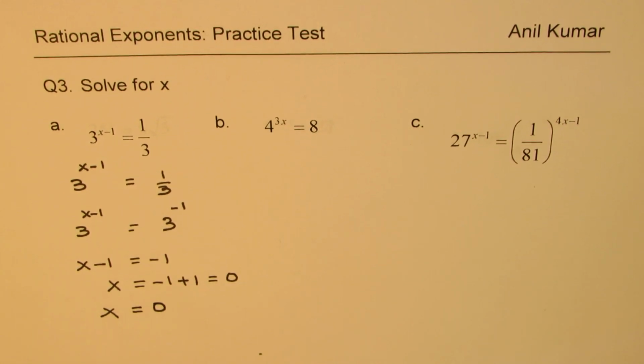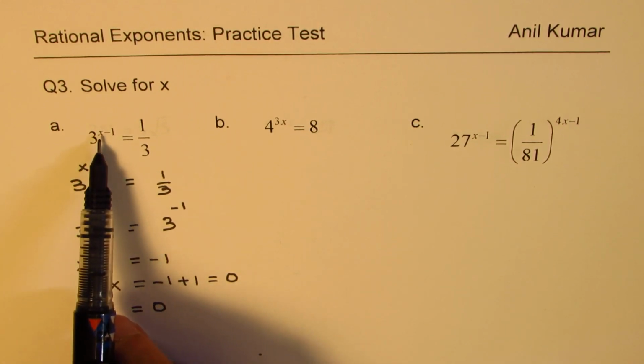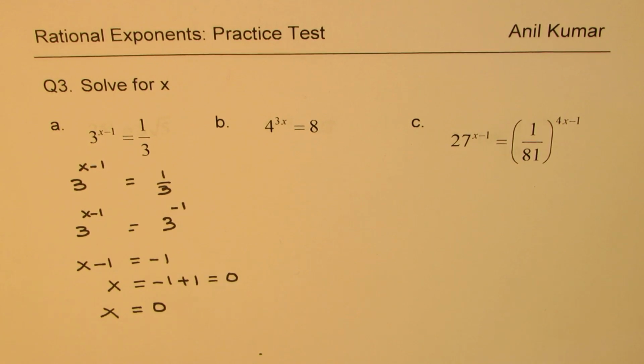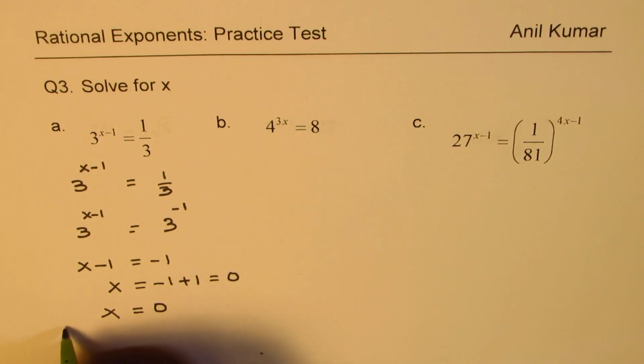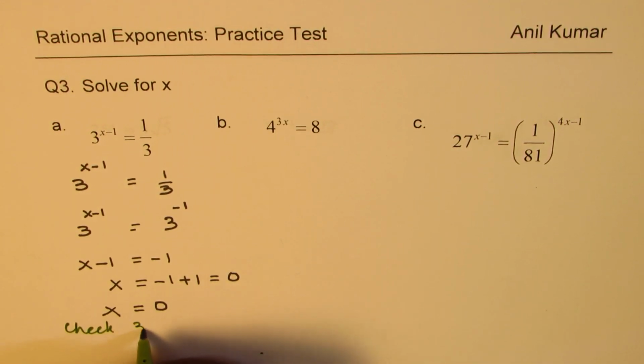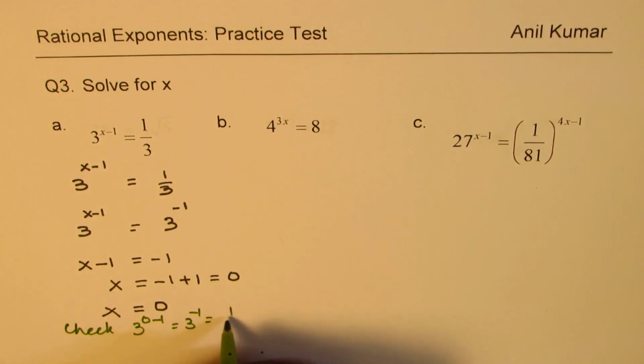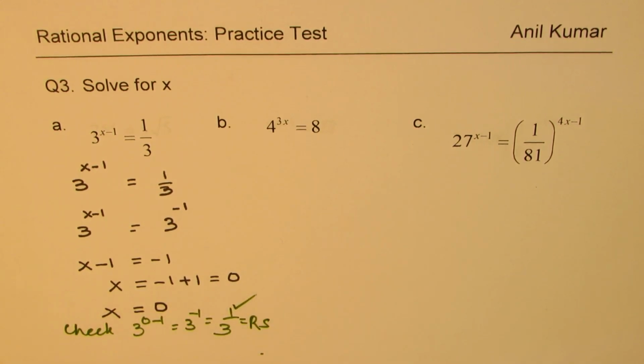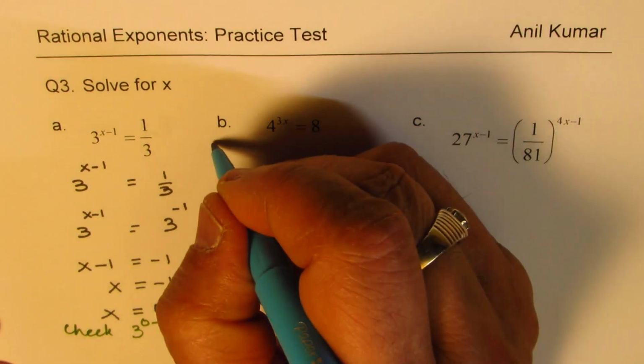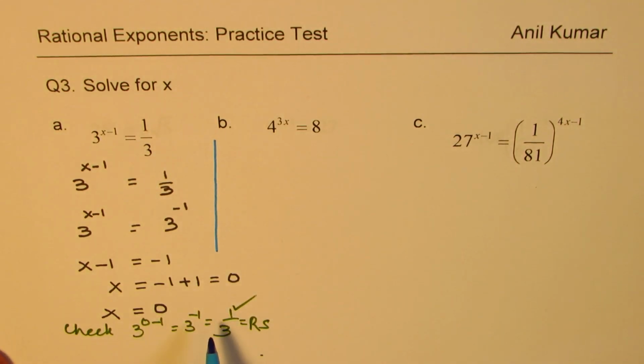You get the idea, right? So if I write x equals 0, what do I get? Let's check it out. If I want to check, I will do 3 to the power of 0 minus 1, which is 3 to the power of minus 1, which is indeed 1 over 3, the right side. So it is absolutely correct. So that is how you could also check your answers while working with solutions of equations. It is kind of critical. It doesn't take much time most of the time. It's just a quick thing to check, right?